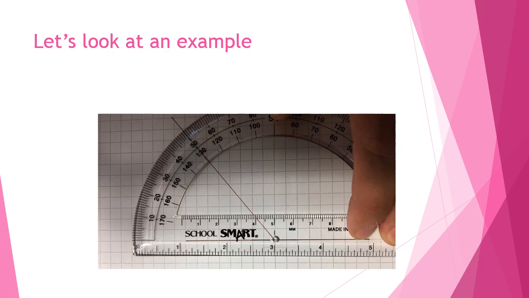I have it lined up. You can sort of see right where the crosshairs are, the horizontal line, there is a line. It looks like the word School Smart is underlined. So that's a line, and then there's another diagonal line going up and to the left, and it looks like it intersects the 130 and the 50.